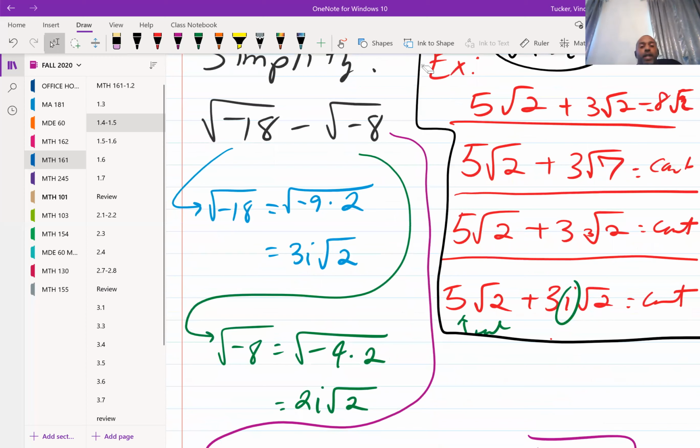Looking at the square root of -8, I would break that up into 4 times 2 because I can take the square root of 4. So taking the square root of -4 will give me 2I, and then I leave the other 2 under the radical.